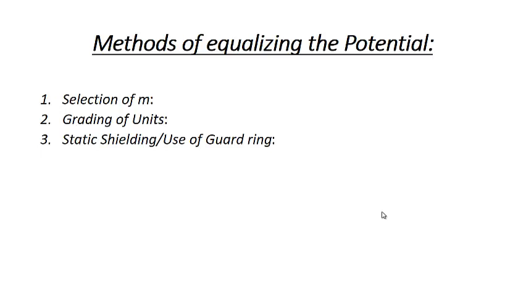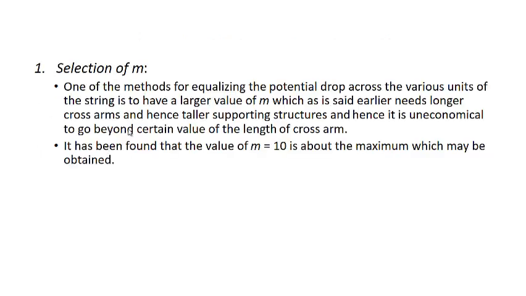In this class, we'll be discussing the different methods of equalizing the potential across the different units of a suspension insulator. So the first method is the selection of m. In this case, we are using a higher value of m. Then there is grading of units, where we are using different units of different capacitances, and in the other case, we are using guarding, known as static shielding. The first one is the selection of m.